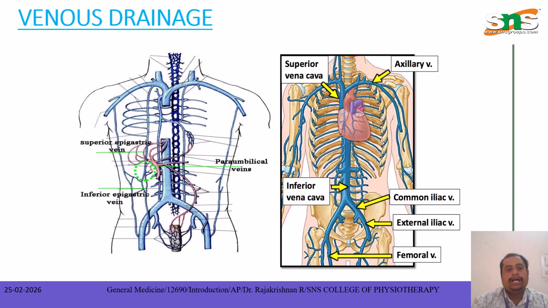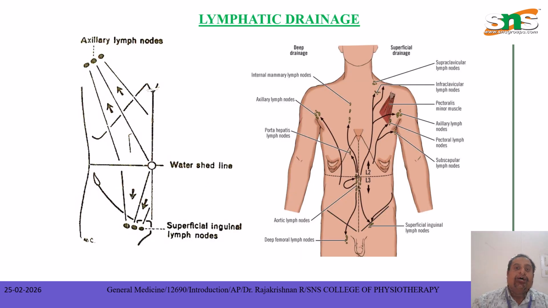And the veins are the superior epigastric vein, para-umbilical vein, inferior epigastric vein, and the inferior vena cava is the main vessel where all the veins are going to drain. This inferior vena cava is going to take the blood out through this vein and pour it into the heart, particularly the right atrium.